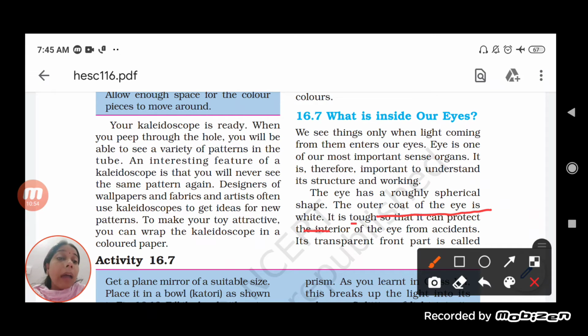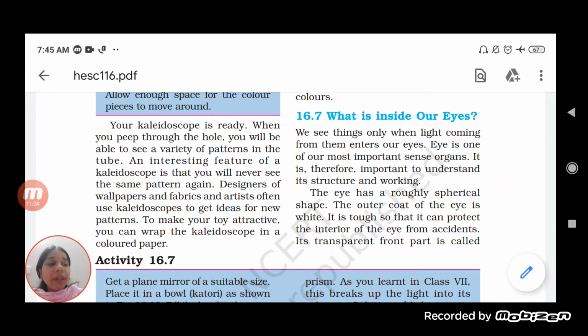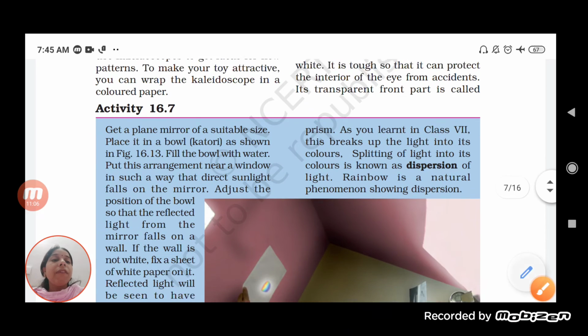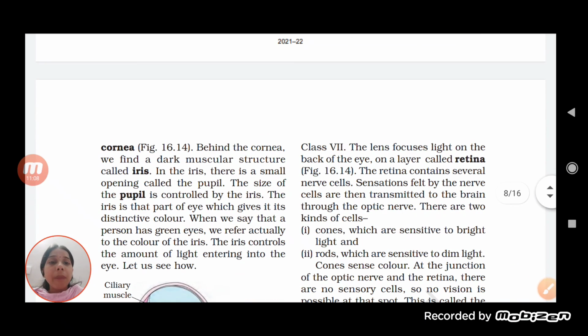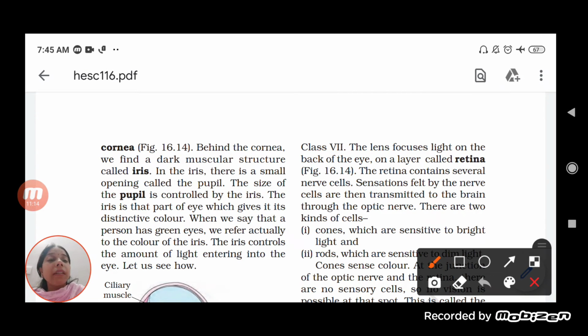It is white, and it is tough so that it can protect the interior of the eye from any accident. So the outer coat is there to protect the eye from the accident. When you look at the structure, you will find that it is having a transparent outer covering which is called cornea. Behind the cornea, we will find a dark muscular structure called iris. Iris has a small opening, that is pupil, and the pupil is controlled by the iris only.